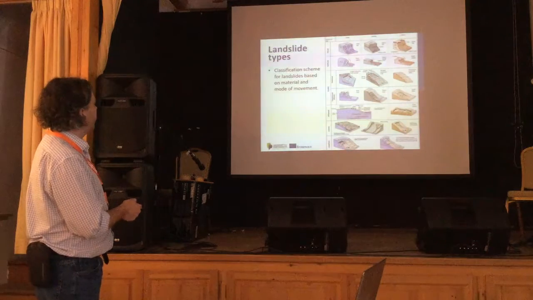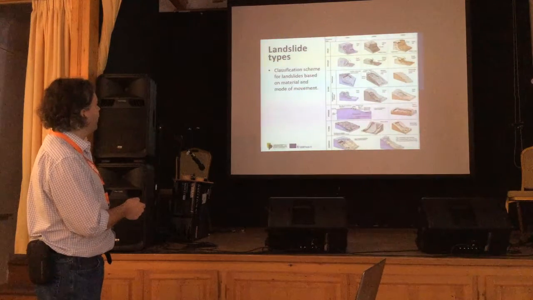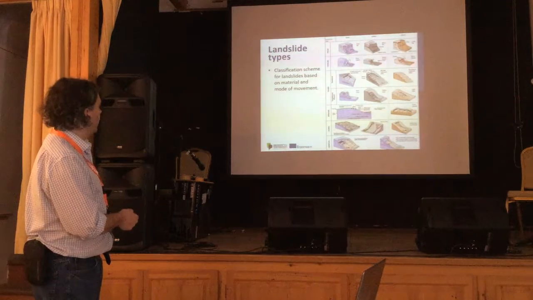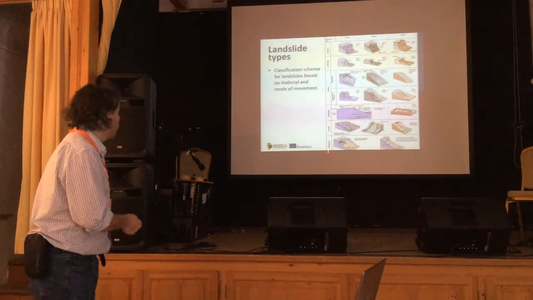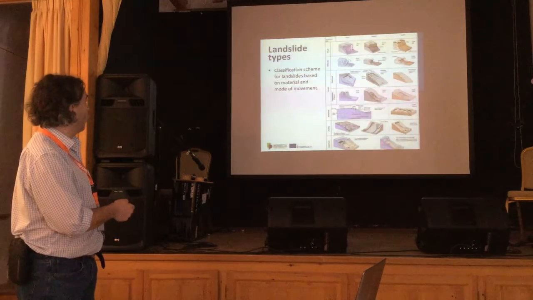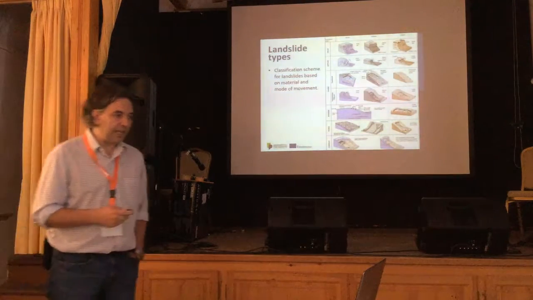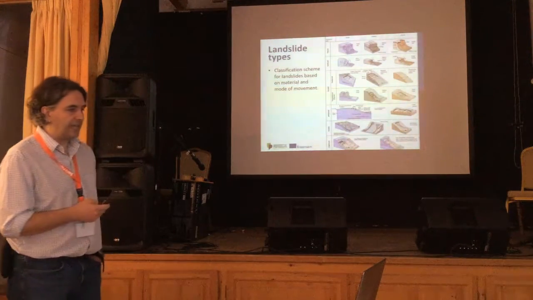It might be not so clear. You've got rock, you've got debris, and earth or mud, and then you've got fall, topple, slide, spread, flow. So basically we go rock fall, debris fall, and that's how we describe the motion that we see in landslides.